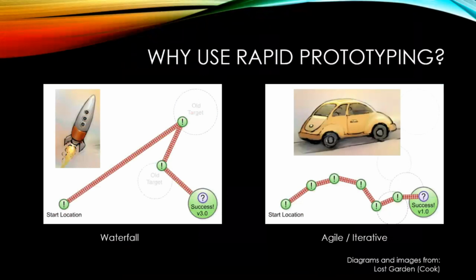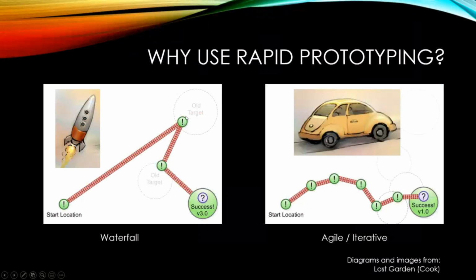Why use rapid prototyping? So I like these visualizations. As we saw in the diagrams before, waterfall is very linear. You could think of it as a rocket where you can aim the rocket in a direction, but once you launch, you're committed to that direction, right? So in this example here, it's a little hard to see, but they thought the target was here. They launched their rocket, they went through a full development process and launched version 1.0, the initial release of the game or product.